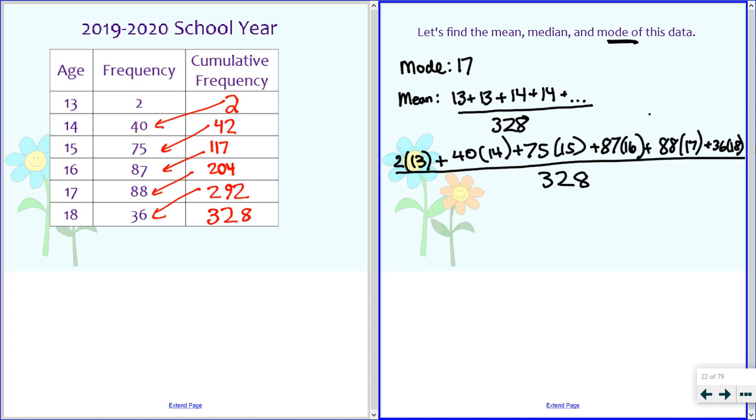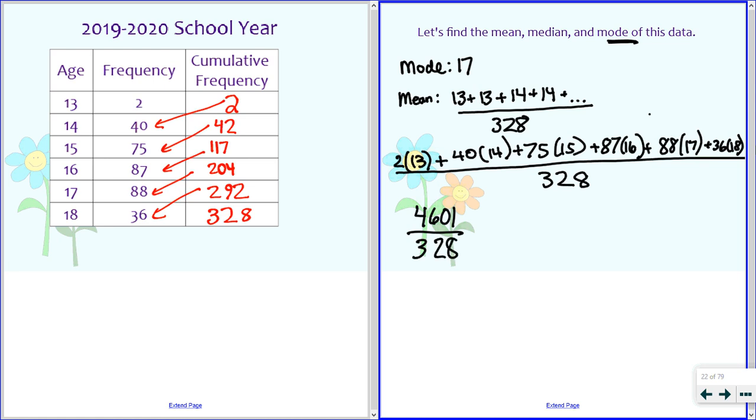So the first thing I'm going to do is use my graphing calculator to do the numerator. So I'm going to do 2 times 13 plus 40 times 14 plus 75 times 15 plus 87 times 16 plus 88 times 17 plus 36 times 18. And I get 4,601. And then I'm going to divide by 328.